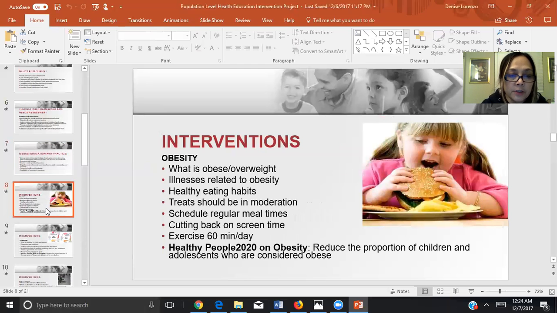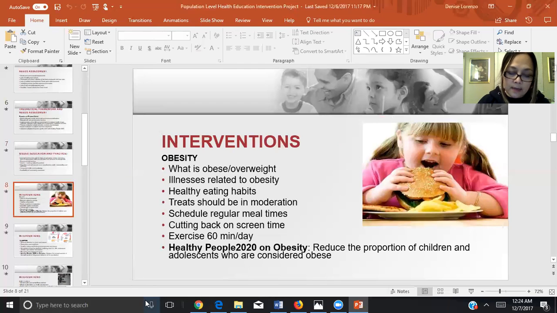Now, these are my interventions on the topic of obesity. Target population: school children in the Boys and Girls Club in Santa Ana. During the workshop, children were educated on what obesity is and its causes, illnesses related to obesity like diabetes, heart problems, and stroke, eating healthy food, 5 or more servings of fruits and vegetables, having treats, which are okay if taken in moderation, scheduling regular meal times, cutting back on TV time, and exercising at least 60 minutes daily.